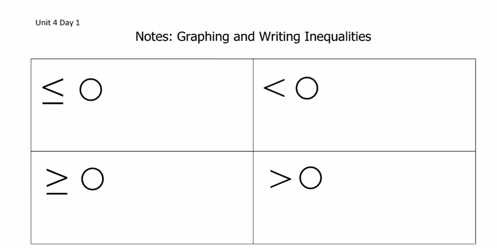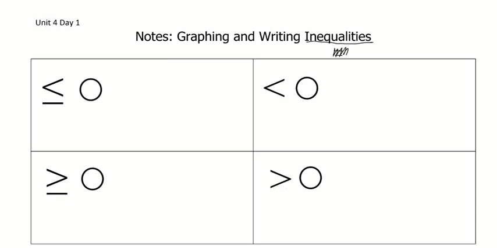Okay, we're going to be graphing and writing inequalities. The word inequality basically just stands for not equal. So we're not using the equal sign. We're going to be using these four symbols down here that you can see: less than or equal to, greater than or equal to, less than, and greater than.